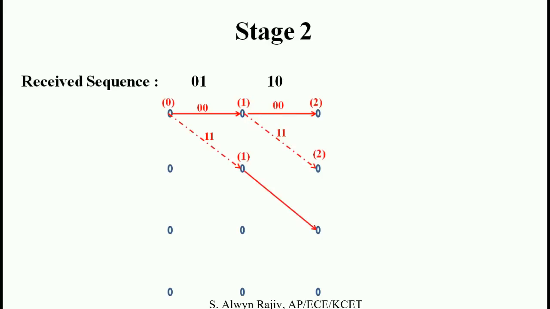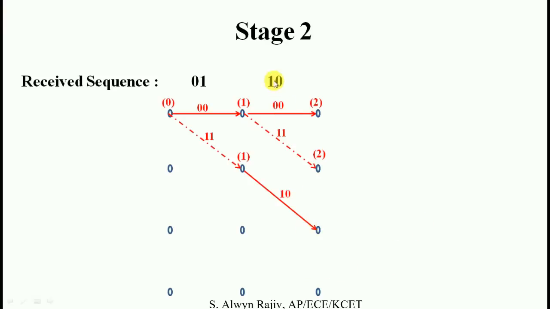The present state is B. The input becomes 0. It goes to the 0, 0. C state. It goes to the C state. The code word becomes 1, 0. Now we are going to find the metric value for this node.